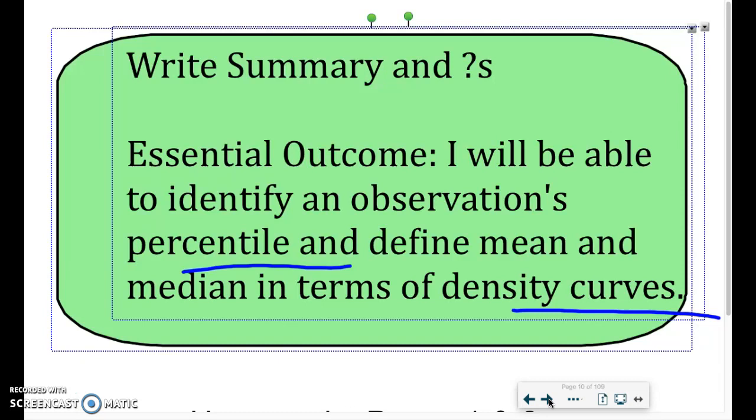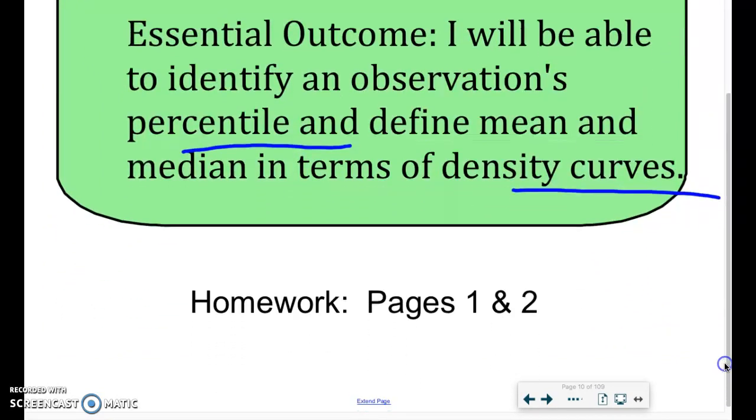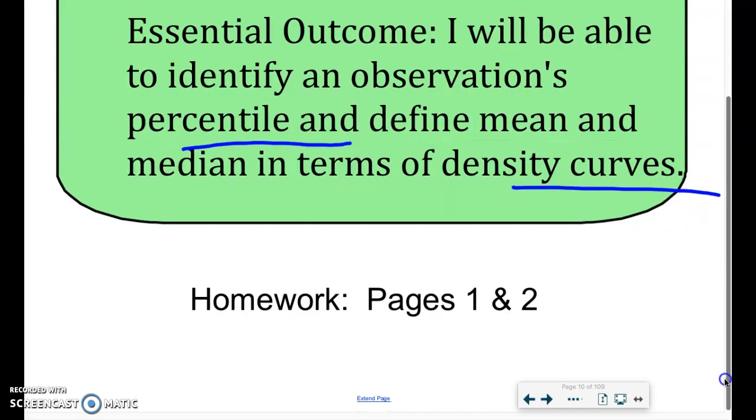Again, what was our learning goal? We wanted to be able to identify an observation's percentile, so get them in order, find what order they are in the whole big data picture, and divide the order that you're looking for, whatever order they are in, by the total number of people in your sample. And then define mean and median in terms of the density curves.